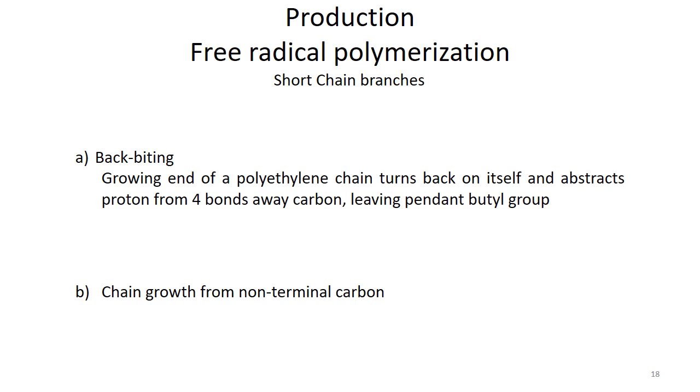So a hydrogen atom is abstracted from the carbon atom located 4 bonds away from the chain end. In this way, the chain proceeds from the newly formed unpaired electron, leaving a pendant butyl group. There are many variants of backbiting which create a variety of short chain branches. If you have a butyl group and there is a new growing part in the middle of the chain, then this growing part can further be involved in chain growth. Basically, this is chain growth from a non-terminal carbon atom.